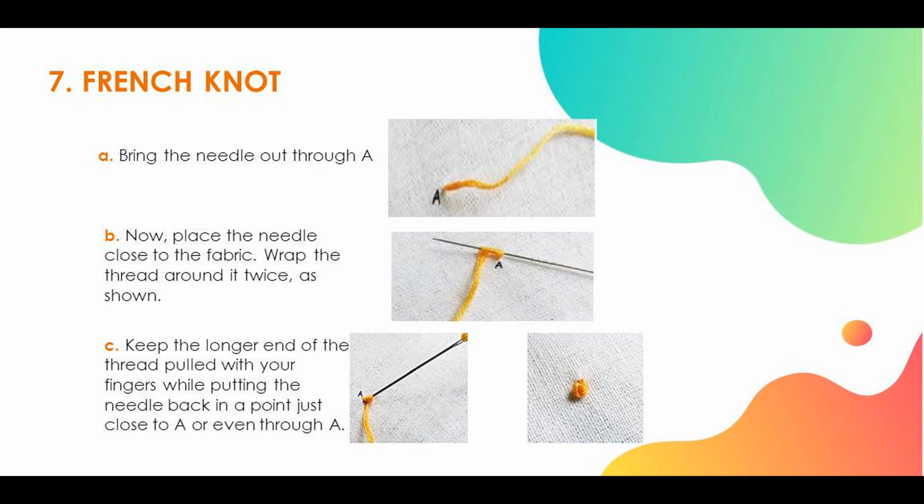French knot. A. Bring the needle up through A. B. Now, place the needle close to the fabric. Wrap the thread around it twice, as shown. C. Keep the longer end of the thread pulled with your fingers while putting the needle back in at a point just close to A or even through A.